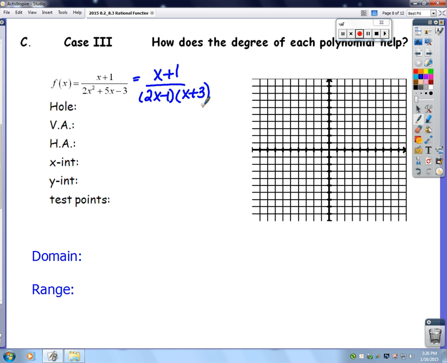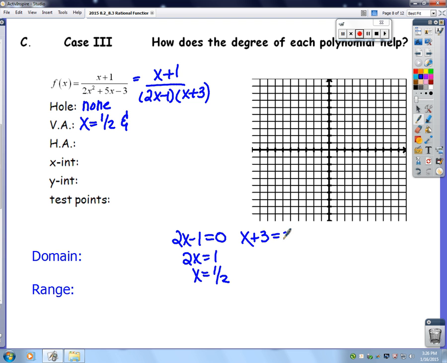Holes: there's no common factor, so there's no hole. None. Vertical asymptotes. Notice here we have 2 zeros for our denominator. That means we have 2 vertical asymptotes. So set 2x minus 1 equal to 0. So x equals 1/2 is a vertical asymptote. And set x plus 3 equal to 0. X equals negative 3 is a vertical asymptote. We've got 2 vertical asymptotes.